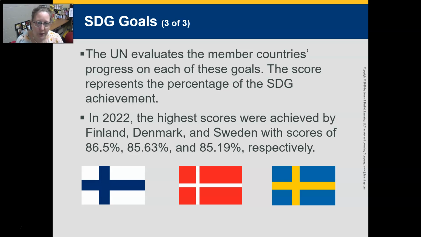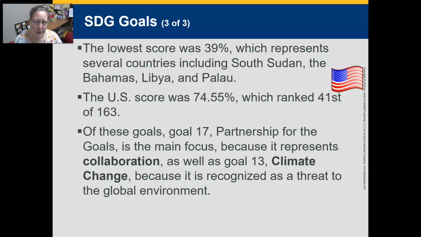The United Nations evaluates the member countries' progress on each of these goals. The score represents a percentage of the SDG goals that they have achieved. In 2022, the highest scores were achieved by Finland, Denmark, and Sweden, with scores of 86.5%, 85.63%, and 85.19% respectively. So those are high achievements. They have a lot of cool things going on in those countries, and they're all near each other. The lowest score was 39%, which represented several countries, including South Sudan, the Bahamas, Libya, and Palau.